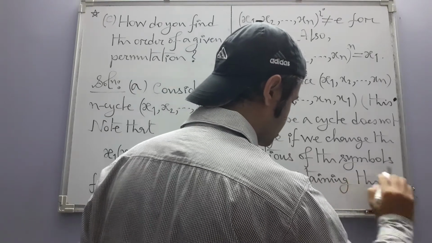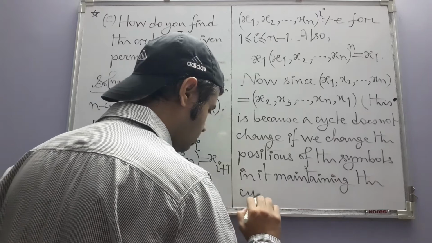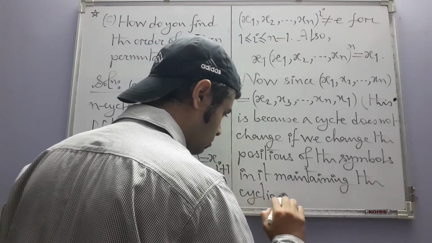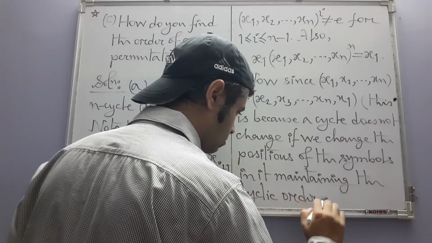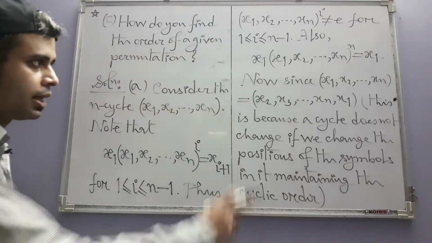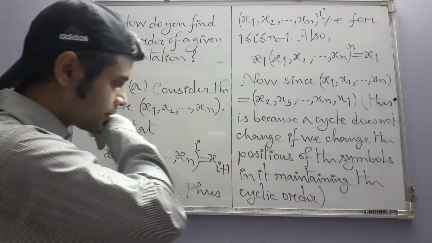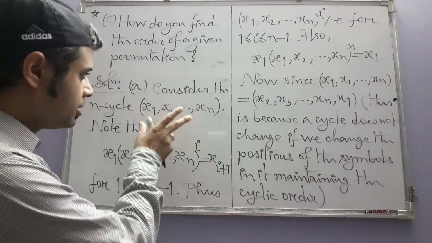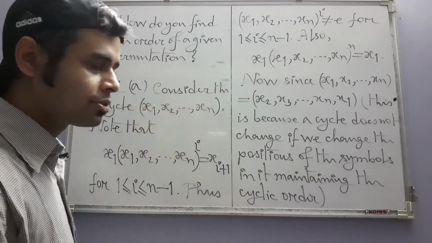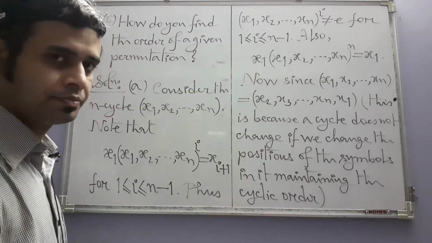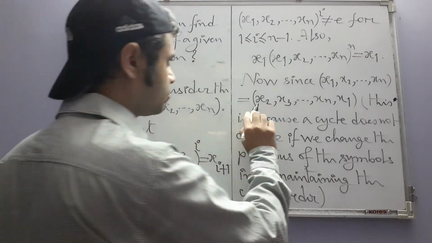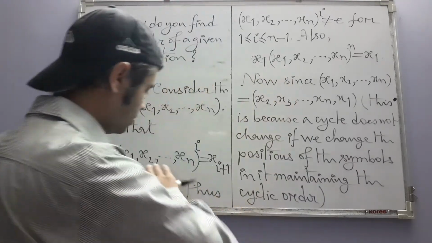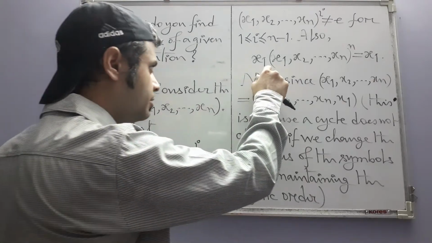Maintaining the cyclic order. Okay, because of that we are having this. So that means whatever we did with the original n cycle, we can also do with this one, and we can draw a similar conclusion. We don't need this part, we need this one.